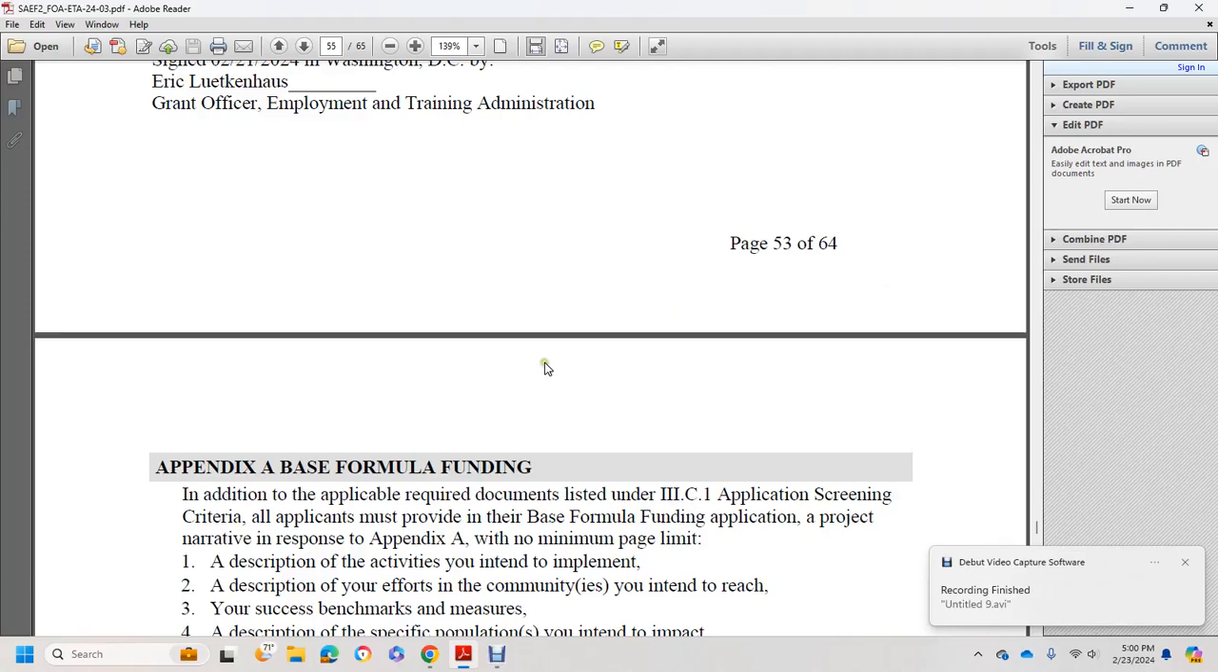Appendix A, base formula funding. In addition to the applicable required documents listed under Title 3C1, the application screening criteria, the applicant must provide the following with the base formula funding application. The project narrative for Appendix A has no minimum page limit.